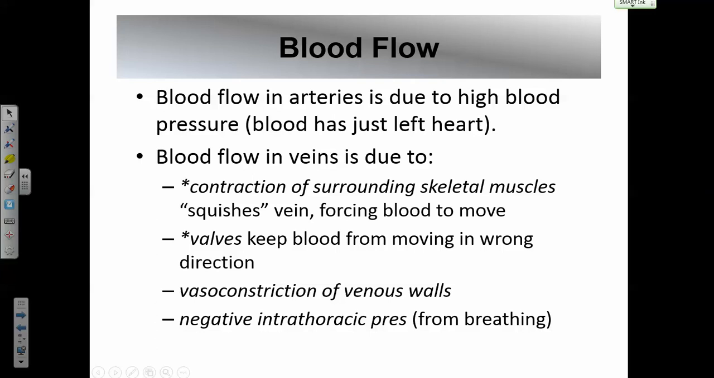Have you ever noticed if your arm hangs down from a table, or you crossed your legs for a long period of time, or you're sitting where there's a lot of pressure on your leg for a long period of time, your leg or your arm falls asleep? All right, what's going on is you're not contracting surrounding muscles, and the blood is kind of stopping in your veins, which puts a lot of pressure.